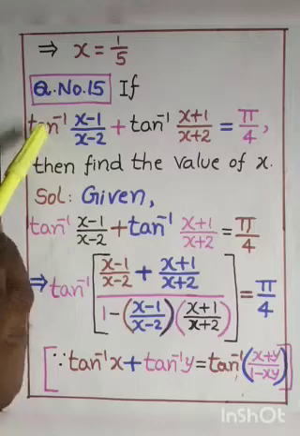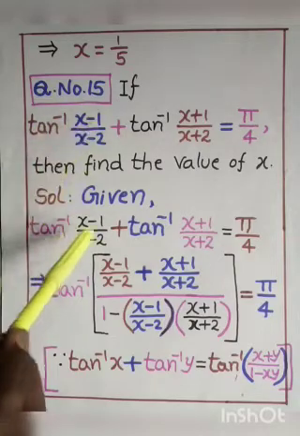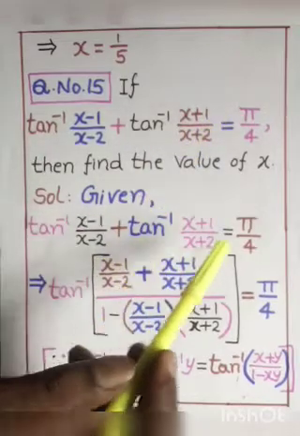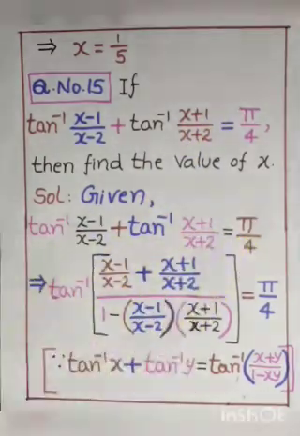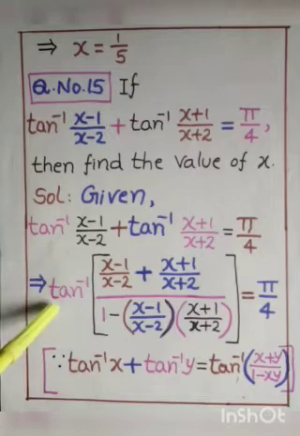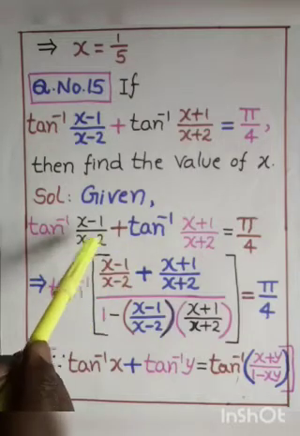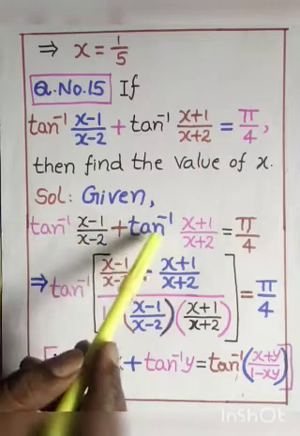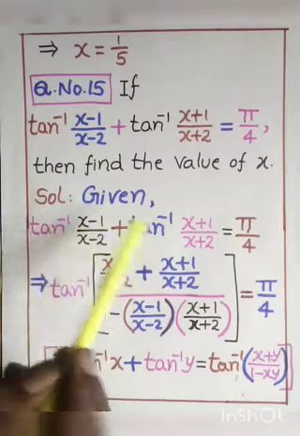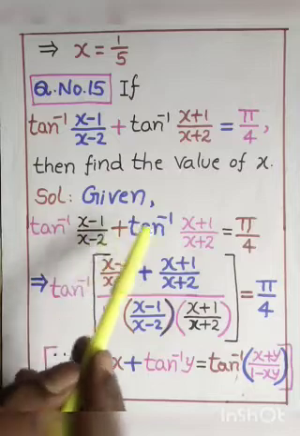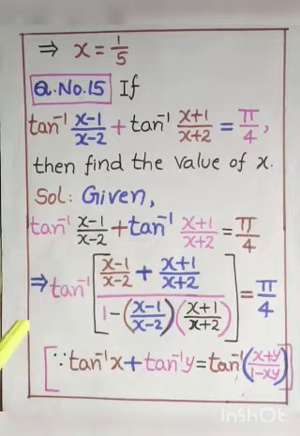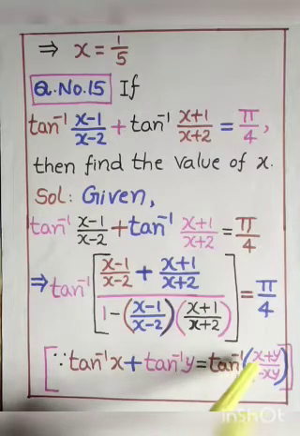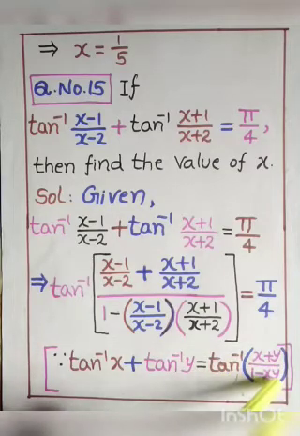What is the given equation? Tan inverse (x minus 1)/(x minus 2) plus tan inverse (x plus 1)/(x plus 2) is equal to pi by 4. This implies tan inverse of, here it is in the form of tan inverse x plus tan inverse y. In LHS there are two terms. These two terms are in the form of tan inverse x plus tan inverse y. So we can use this formula. Tan inverse x plus tan inverse y is equal to tan inverse of (x plus y)/(1 minus xy).